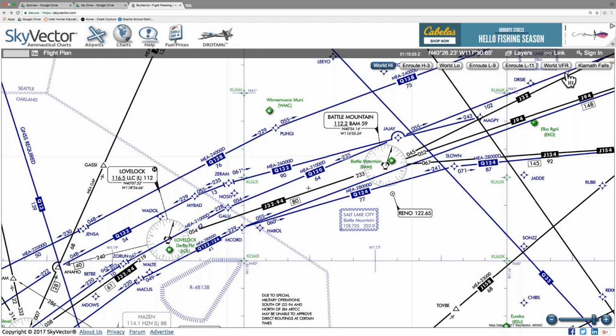So going along with that, we just kind of looked at the charts a little bit. So what are 3 types of ground-based navigational aids? VOR, ILS, LOC, and NDB.